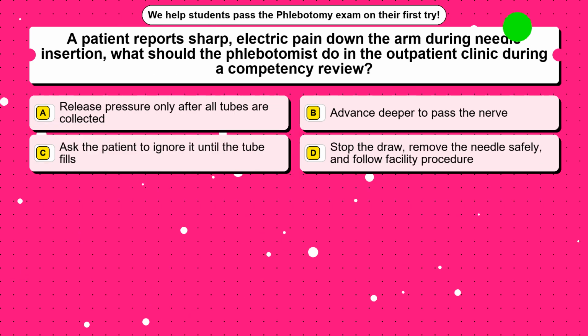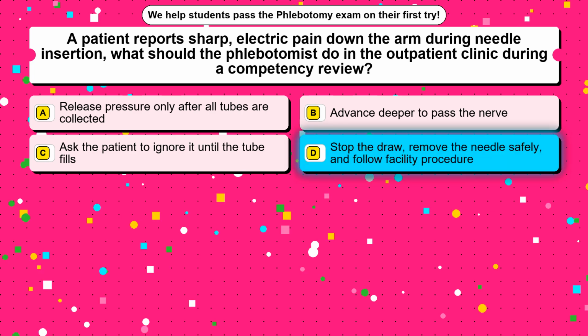Question 31. A patient reports sharp, electric pain down the arm during needle insertion. What should the phlebotomist do in the outpatient clinic during a competency review? Option A, release pressure only after all tubes are collected. Option B, advance deeper to pass the nerve. Option C, ask the patient to ignore it until the tube fills. Option D, stop the draw, remove the needle safely, and follow facility procedure. The correct answer is option D.